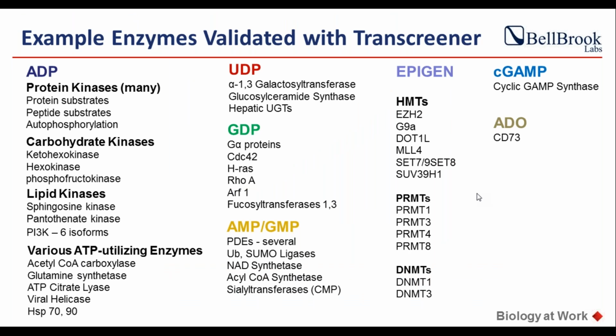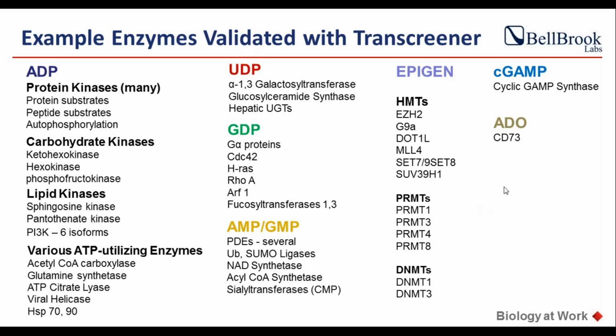Now, we always conclude our talk or webinar with this slide that shows the assays that we sell. We have Transcreener ADP assay, Transcreener UDP assay, GDP assay, AMP, GMP assay. We call it AMP, GMP because the antibody binds to both of these nucleotides with the same affinity. We also have Epigen assays. We have assays for determining adenosine, and now we have cGAMP assays in both FP and TR-FRET.